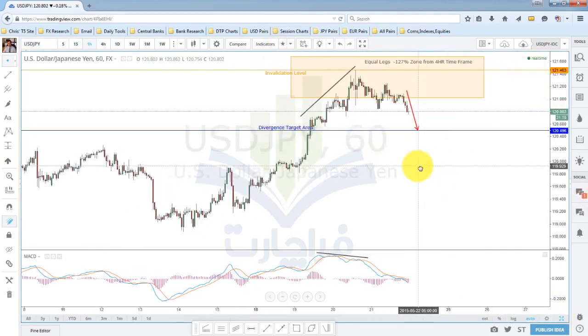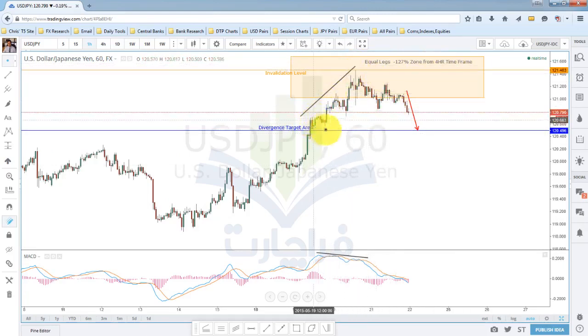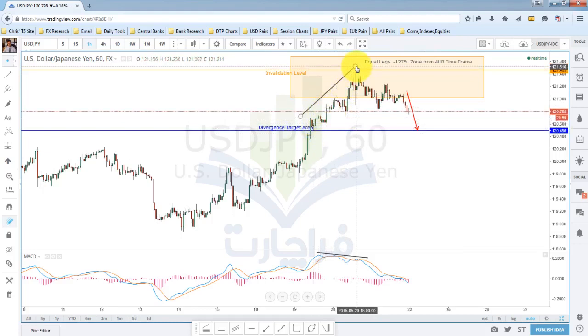Japanese yen, and you can see this is the current chart from the daily trade plan. This is what I was looking at. You can see the divergence, price moving higher, MACD swinging lower. We moved into an equalized zone from the 4-hour time frame. That's where I was looking for a reaction to happen. We had this divergence, and then I entered the trade for price to come down and target the low of this divergence area. So that's also a live trade that I'm currently in.